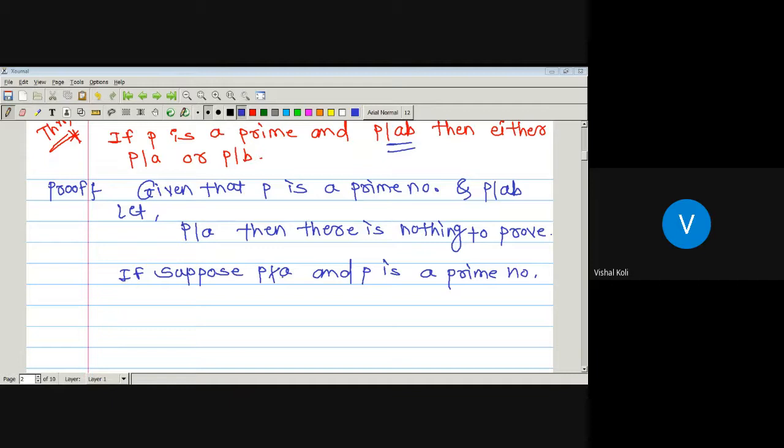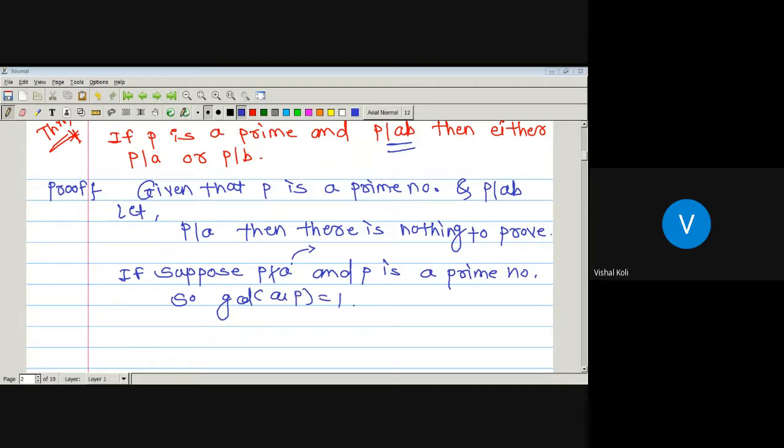As p does not divide a, then there are two possibilities for this integer a. Either a is less than p or it is greater than p. If a is less than p, then it means that GCD of a and p will be equal to 1. And whenever a is greater than p and p does not divide a, it means that a is not a multiple of p. Then also GCD of a and p is equal to 1. Okay. So in both the cases, GCD of a and p is equal to 1.